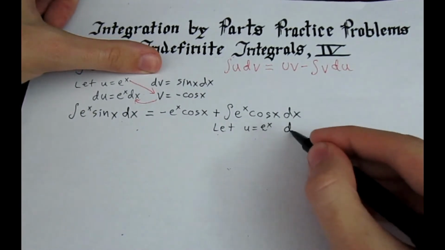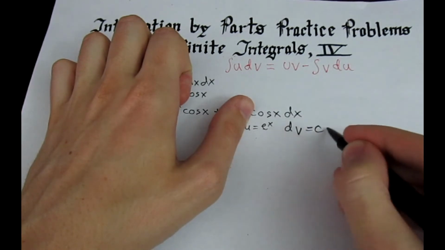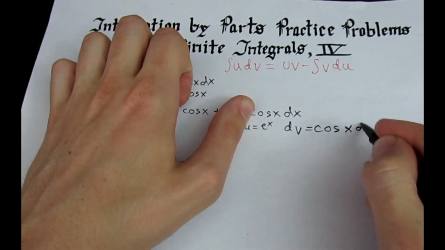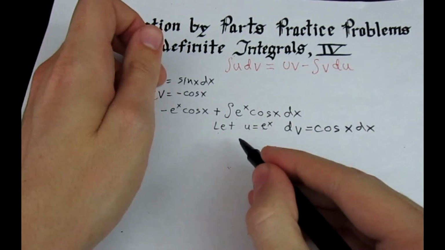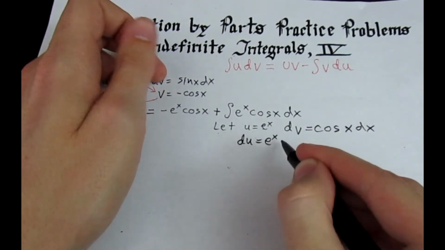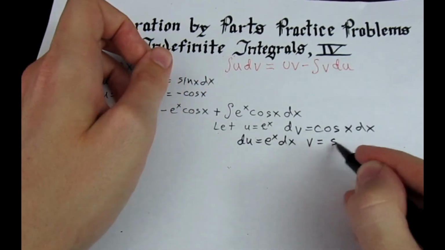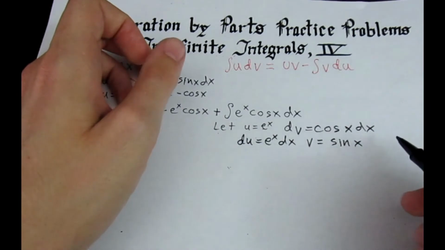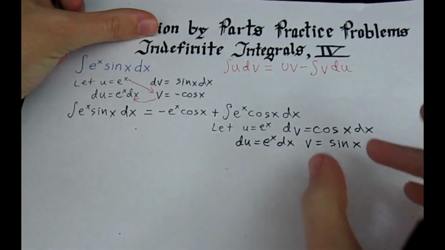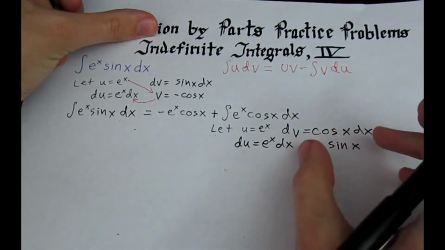So therefore our dv is going to equal what's left over, which is cosine of x dx, and our du is going to be the derivative of our u, and v is going to be the integral of our dv, which is sine of x. Now, sine of x, the derivative of that is cosine x dx, so it checks.